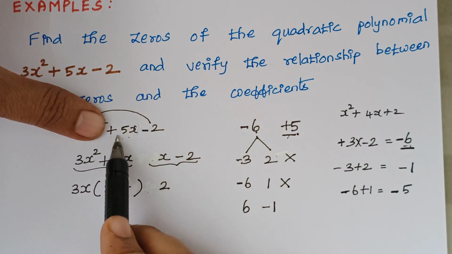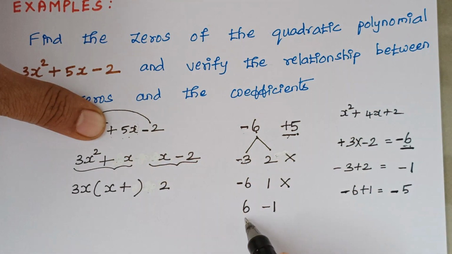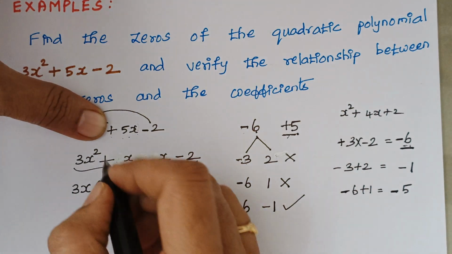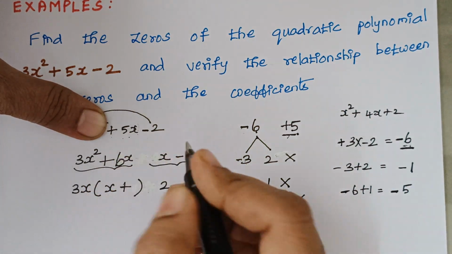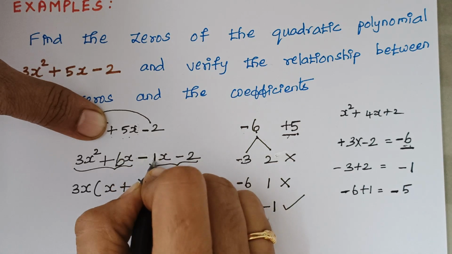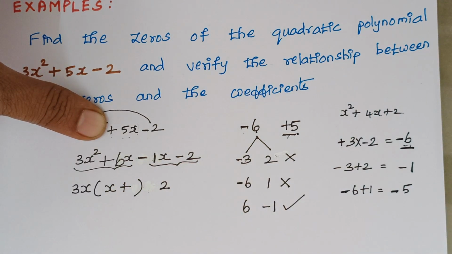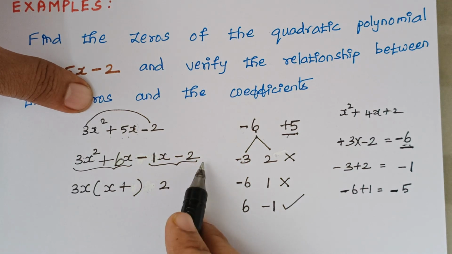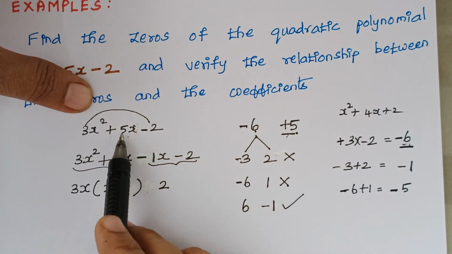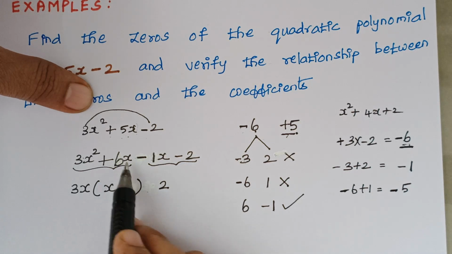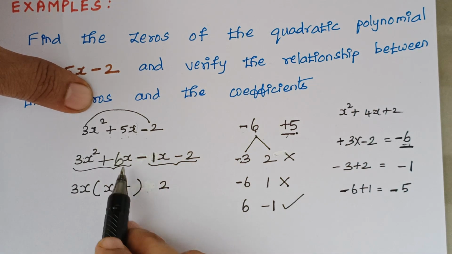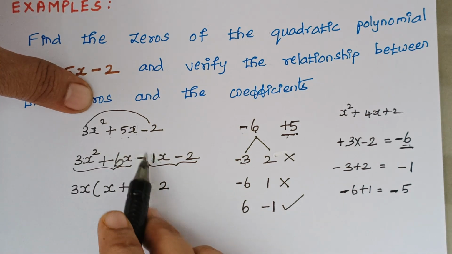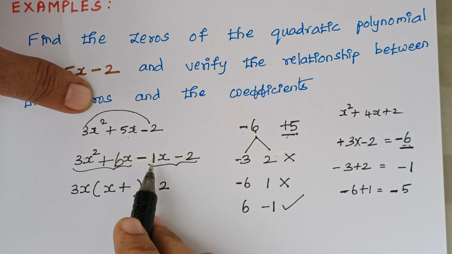So the next step is you write the first and last element as such. Here I am having plus 5x, right? So this 5x can be written as plus 6x and minus 1x, right? And the remaining, that is the first term and the last term, should be written as such. And here this 5x is split into plus 6x and minus 1x, right? So 6x minus 1x will give you 5x. You can check like this also, right?